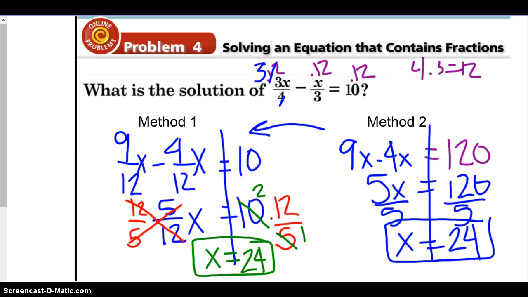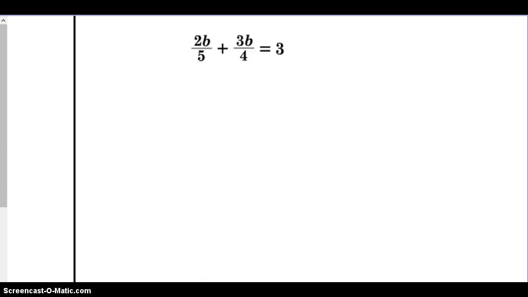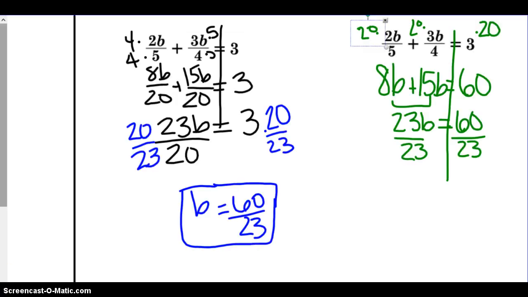All right, we're gonna go to the next page and you try this one and come back. Either way, I'll show you. Well, there you have it. I got 60 over 23 on both of them, which looked kind of gross. I gotta tell you, I think that this way over in green is a bazillion times easier.